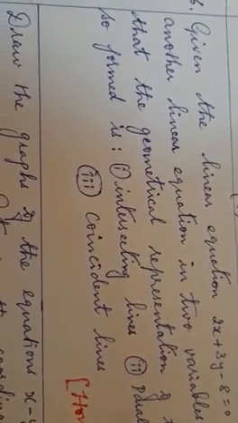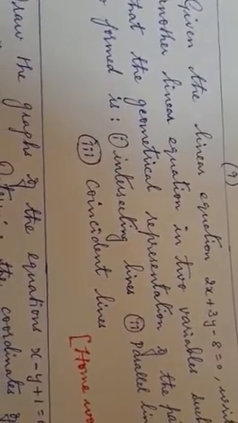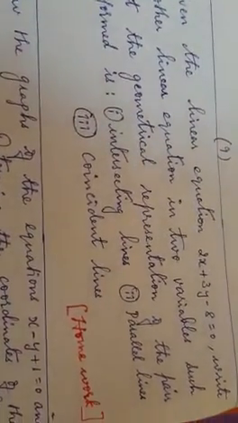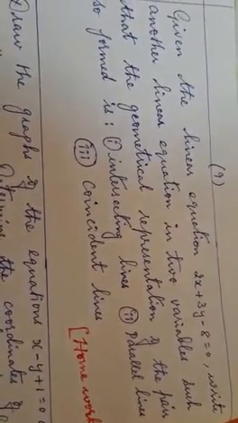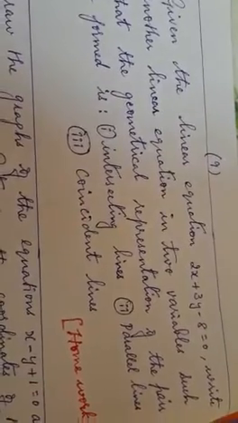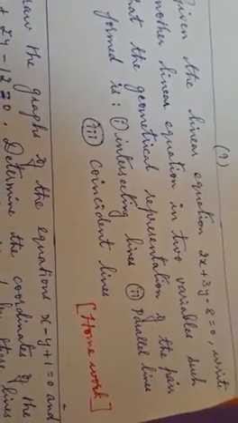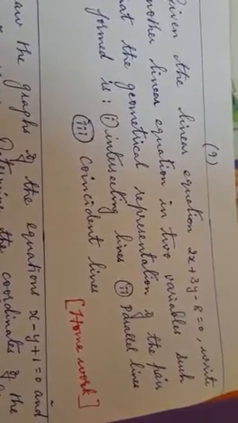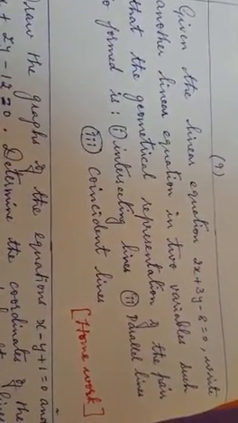The sixth question. Given the linear equation 2x plus 3y minus 8 is equal to 0, write another linear equation in two variables such that the geometrical representation of the pair so formed is intersecting lines, parallel lines and coincident lines. This is for homework. Here you have to choose any one equation in which it satisfies the condition for these three types of lines.